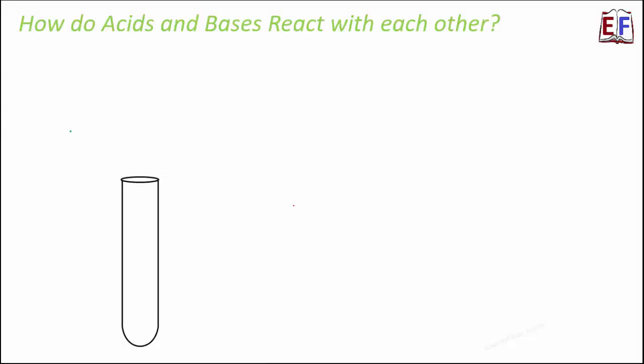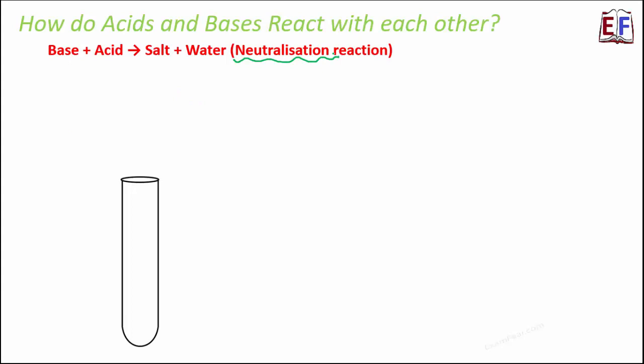How do acids and bases react with each other? Now this is a very popular reaction and is often known as neutralization reaction. Why? That's because acid and base combine with each other to form salt and also to neutralize each other's effect. So basically the acidic nature of acid is neutralized, the basic nature of base is also neutralized to form neutral salt along with water. Okay, so let's perform this simple activity to understand how neutralization takes place.